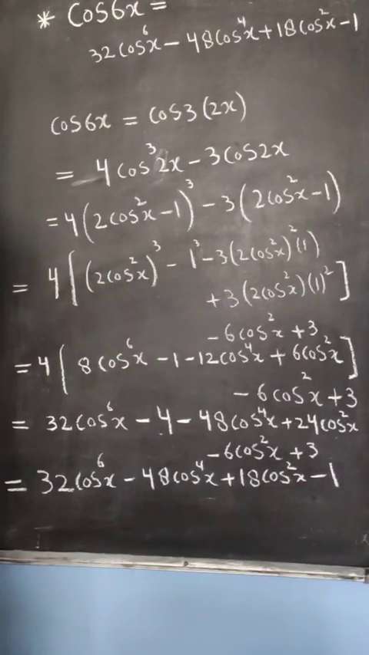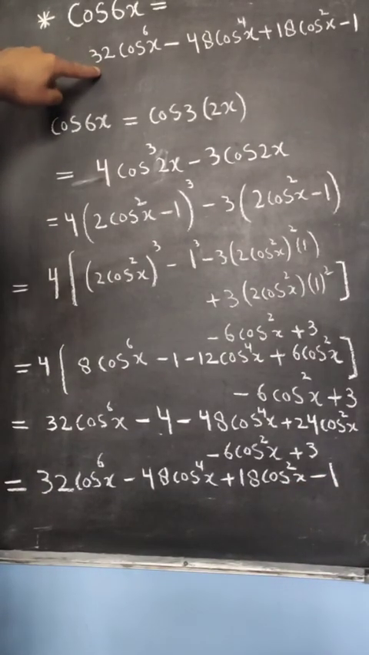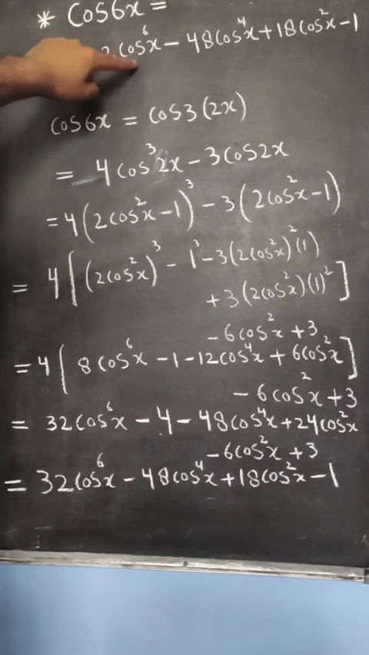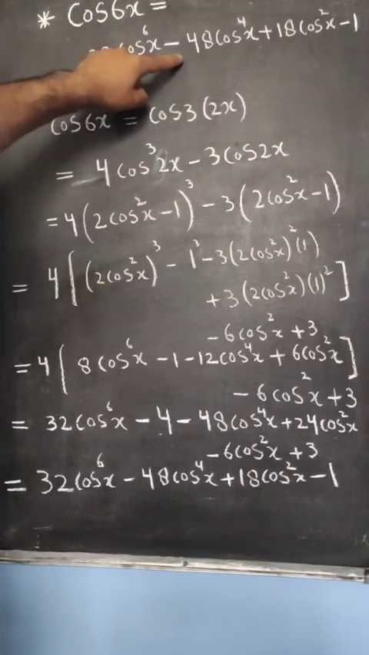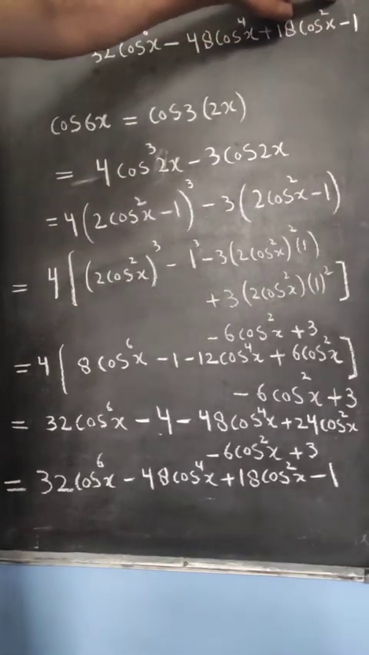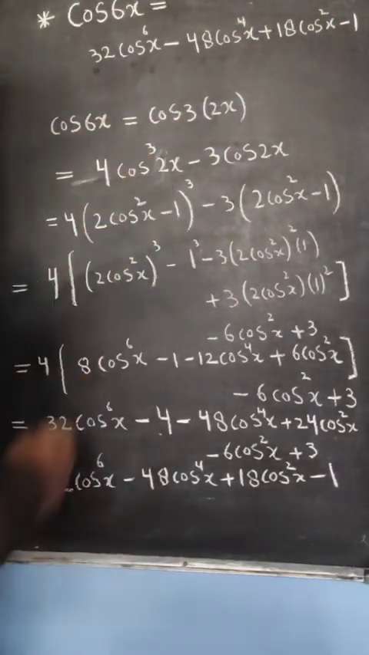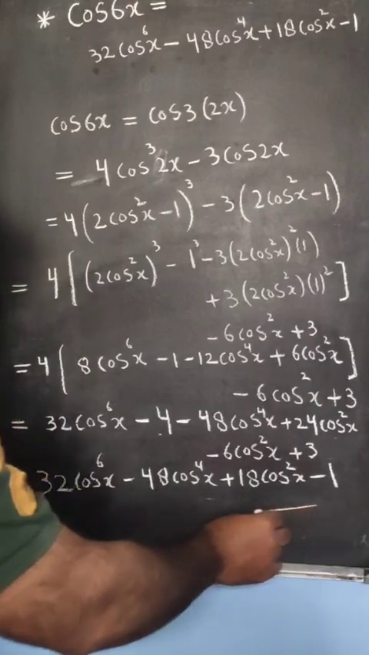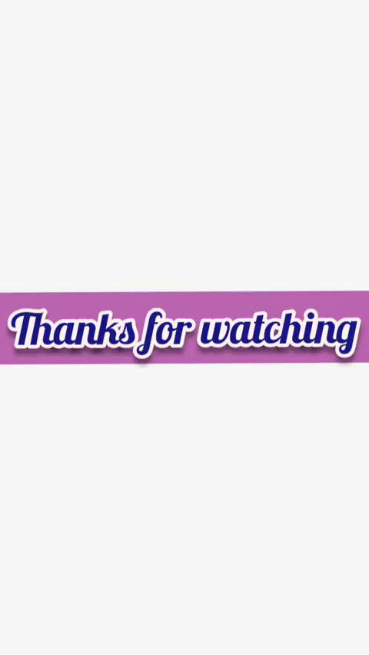I think that is equal to RHS. Yes, in RHS we have this 32 cosine raised to power 6x minus 48 cosine raised to power 4x plus 18 cosine square x minus 1. So LHS is equal to RHS. That completes the question. Now in my next lecture we will discuss trigonometric equations.